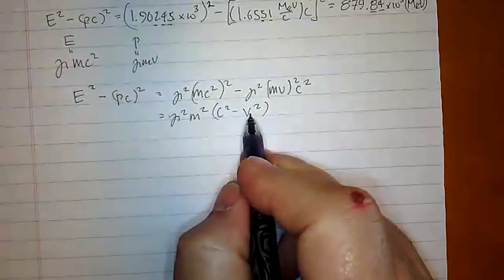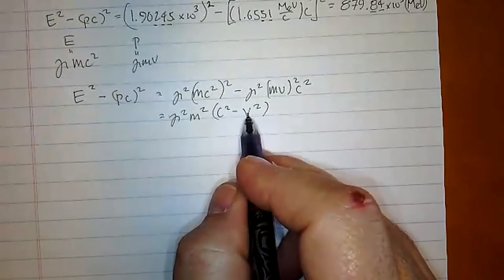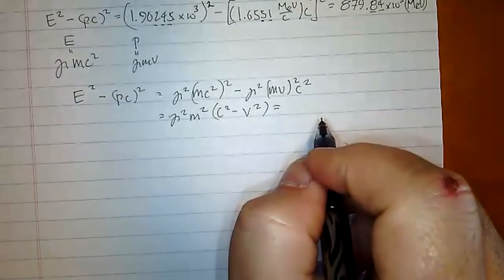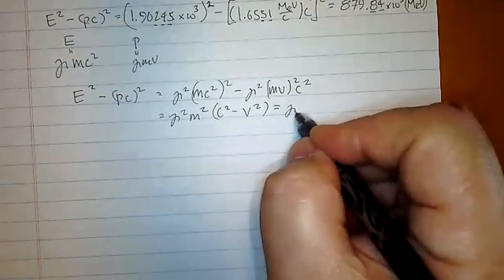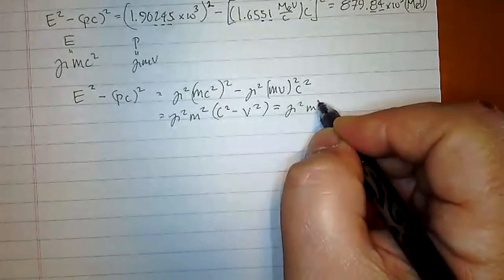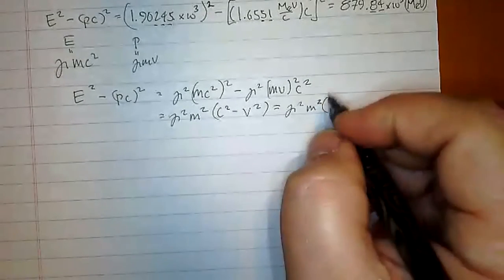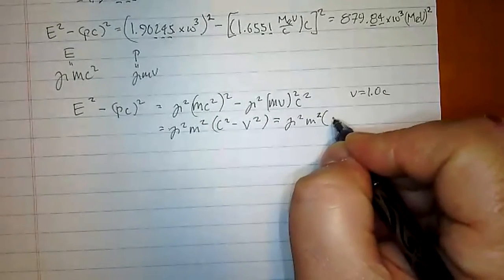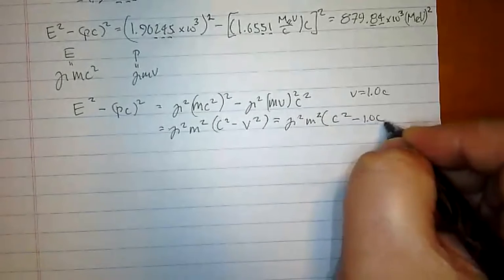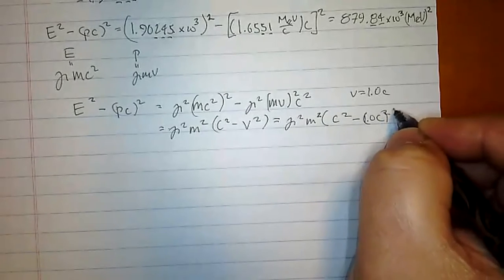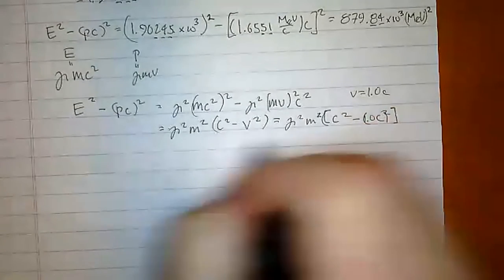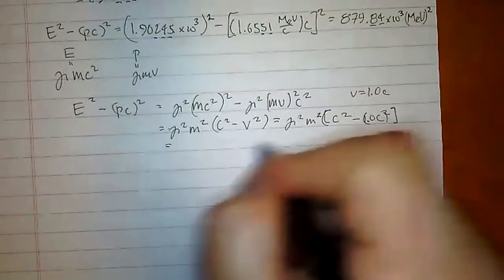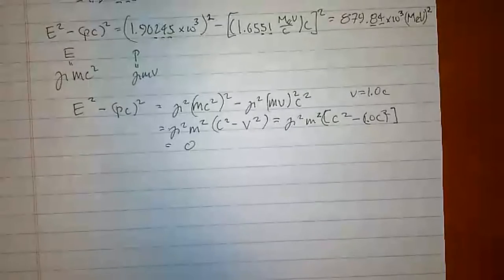But c minus v is, for v equals 1.0 c, what do you get? Wait, wouldn't you also have a c squared at the end? So would you have to take out the c squared? No, so what we're saying is v is equal to 1.0 c. So I'm going to say c squared minus 1.0 c squared. What does that give you? That would just give you 0. Yep, that's the answer. The answer's just 0.